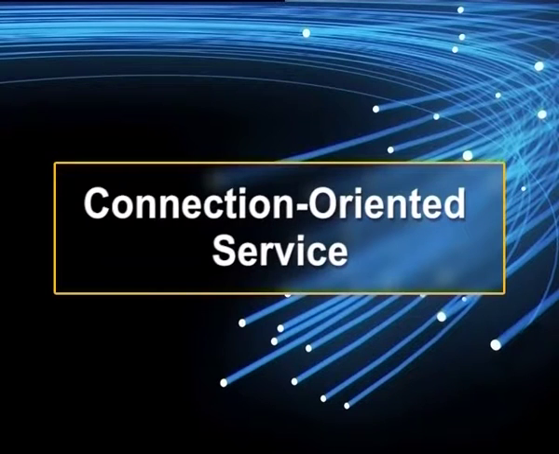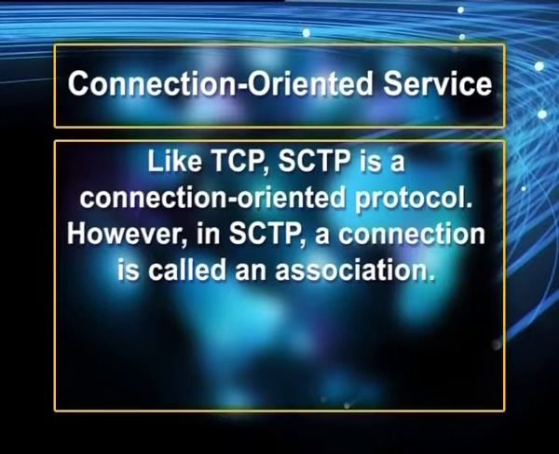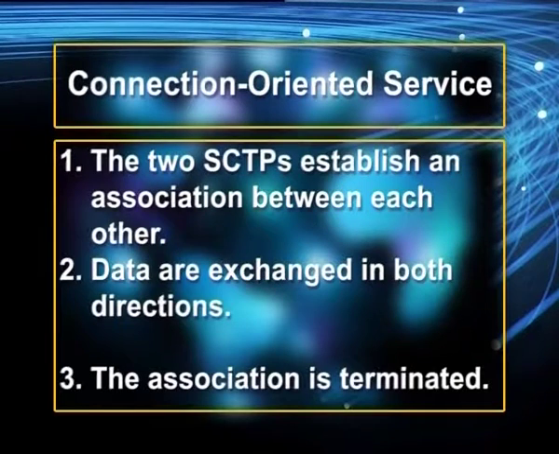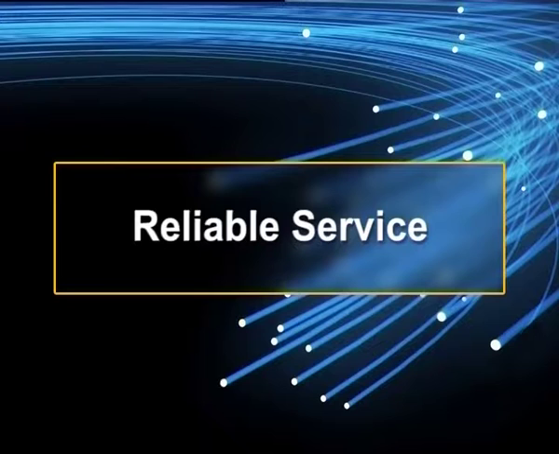Connection oriented service. Like TCP, SCTP is a connection oriented protocol. However, in SCTP a connection is called an association. When a process at site A wants to send and receive data from another process at site B, the following occurs. The two SCTPs establish an association between each other. Data are exchanged in both directions. The association is terminated.